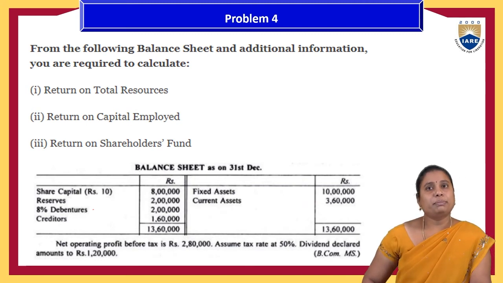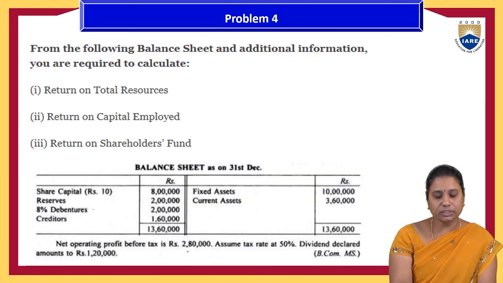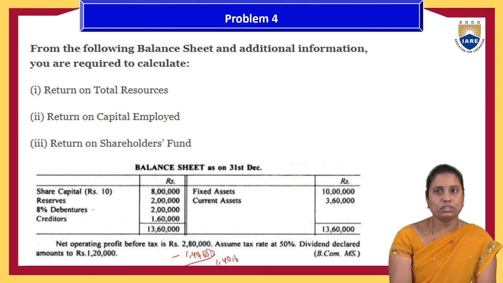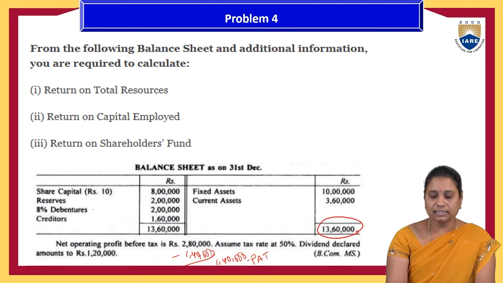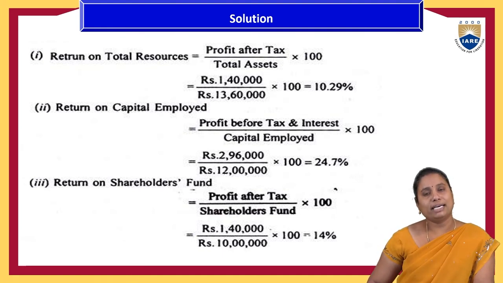With this information, we need to calculate the return on total resources, that is profits after tax divided by total assets into 100. Profit before taxation is 2,80,000. 50% tax means 1,40,000, and the remaining 1,40,000 is the profit after taxation. Profit after taxation divided by the total assets worth 13,60,000 gives 10.29% return on total resources. So out of their assets, they are getting 10% benefit.